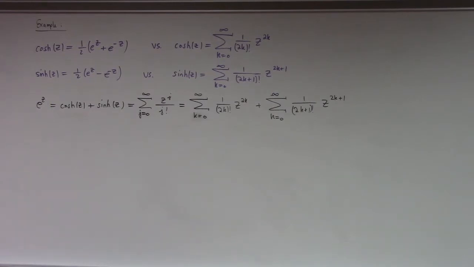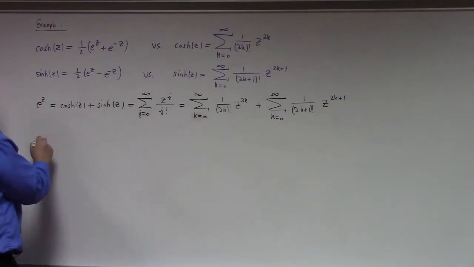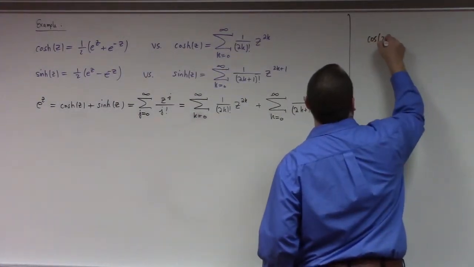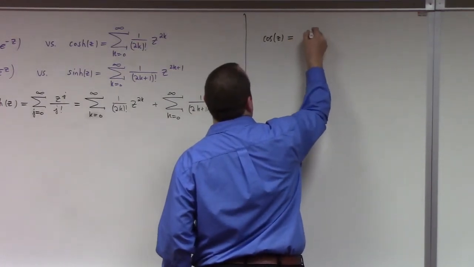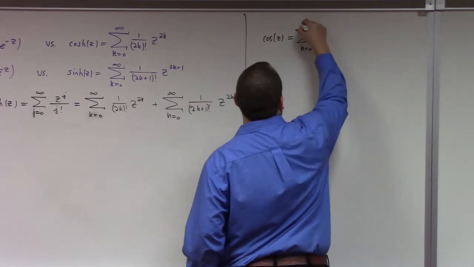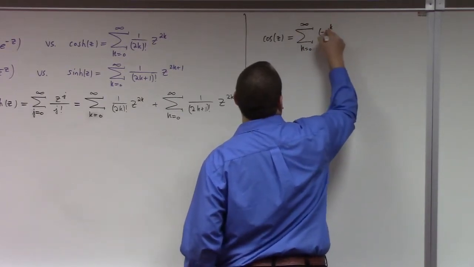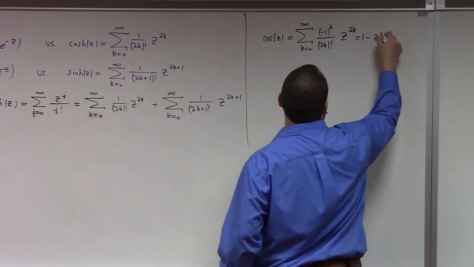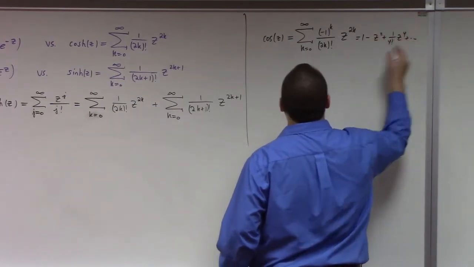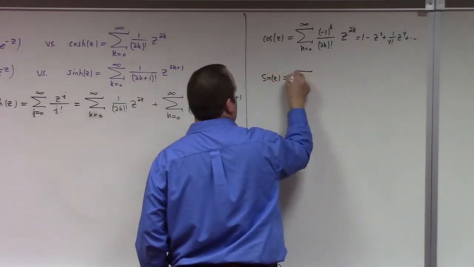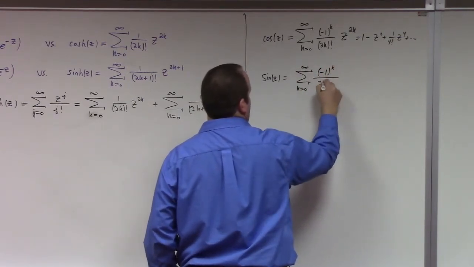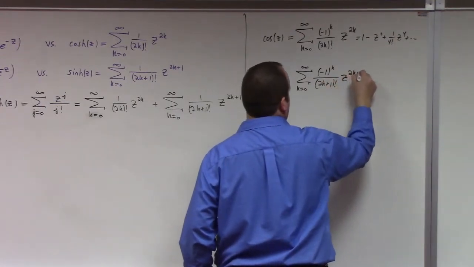We can play the same game with complex sine and cosine, right? Let's see here. I'll do it over here. So we have cosine of z. We can define it in terms of power series to be the sum k equals 0 to infinity of (minus 1) to the k over (2k)! z to the 2k, so that's 1 minus z squared over 2 plus 1 over 4 factorial z to the 4th plus and so on. And likewise, sine z is the sum. It's the same as sinh, but there's an alternating factor, right? k equals 0 to infinity of (minus 1) to the k over (2k plus 1)! z to the 2k plus 1.